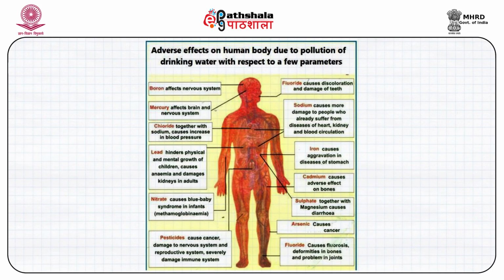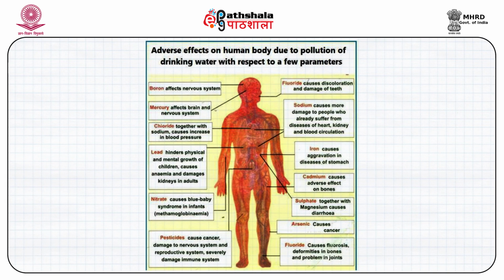On the other side, you have fluoride. It harms your teeth. It causes fluorosis, it deforms bones and gives problems to joints. Let's look at sodium. It causes damage to people who are having heart disease. Iron gives a stomach disorder.